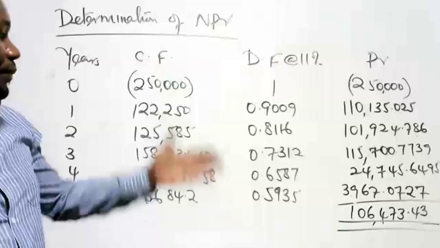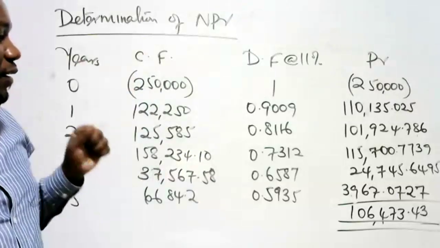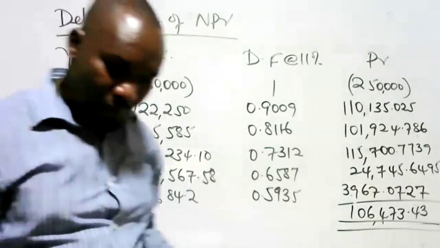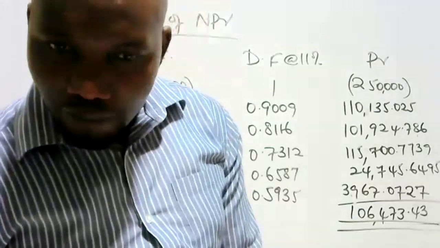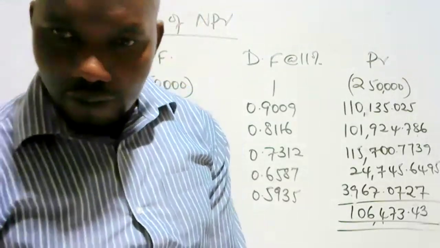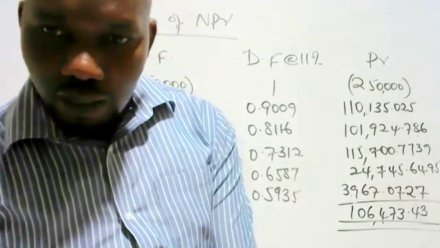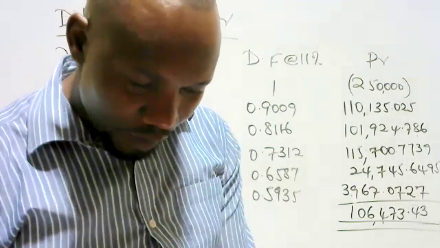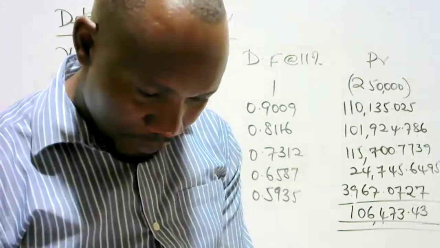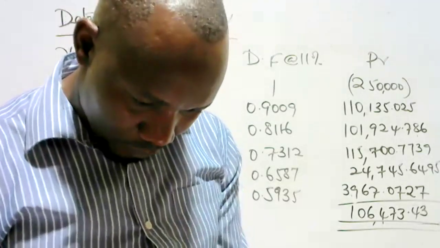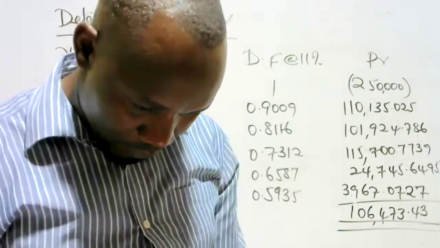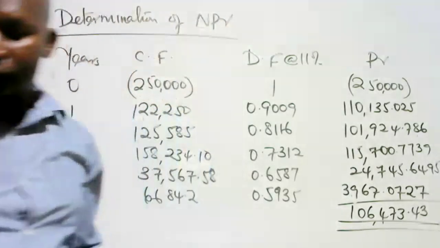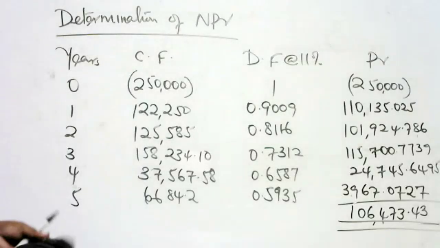Okay. Can you confirm that that is the figure? Then that should be the end of that topic. Now, I think we still have around 30 minutes, is it? We still have 30 minutes. So we can look at projects with an unequal lifespan. So that is the end of that.